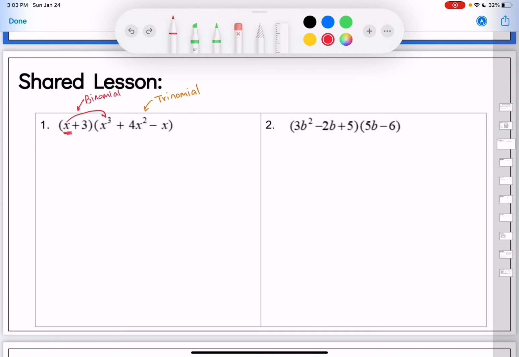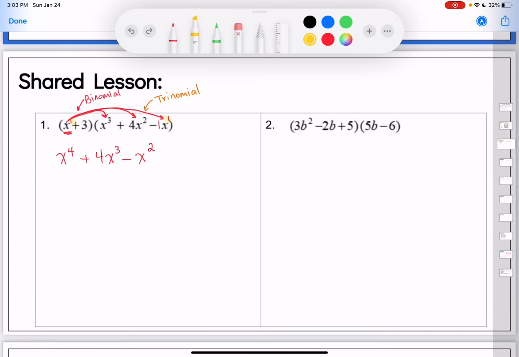Okay, so let's start with the x. So I'm just going to distribute the x to start with. So x to the first times x to the third is x to the fourth. x to the first times 4x squared gives me 4x to the third. x to the first times negative x to the first, remember I'm multiplying, would be negative x squared, right? This is really like a -1, so -1 x to the first times x to the first is x to the second. Watch that. That's a common mistake right there, okay?